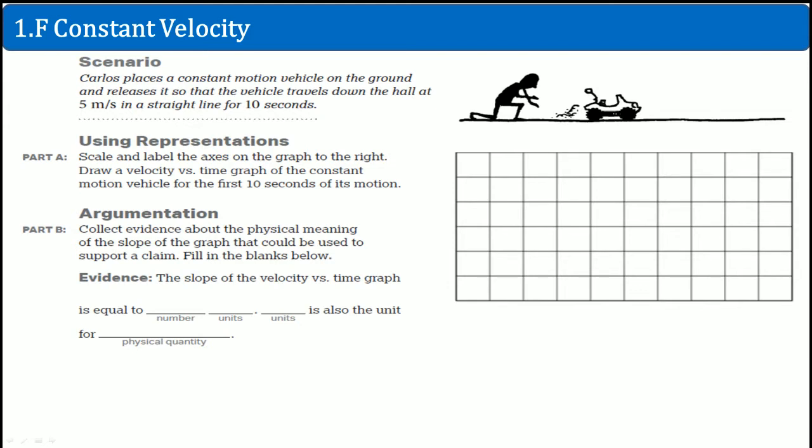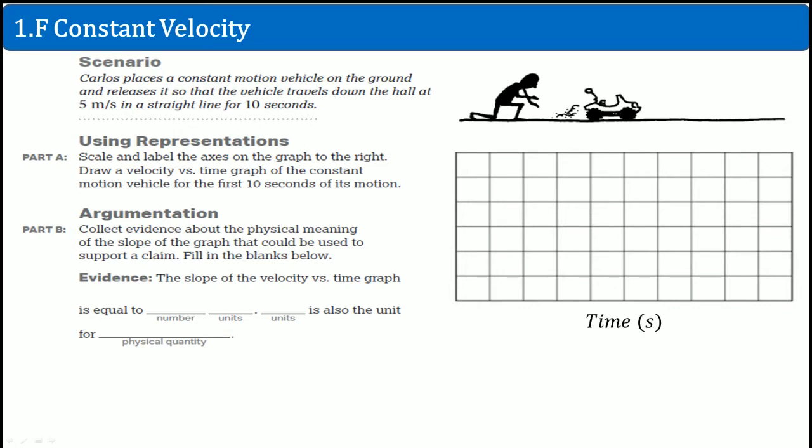Here's the scenario. Carlos places a constant motion vehicle, which is the cart that you see on your screen, on the ground and releases it so that the vehicle travels down the hall at 5 meters per second for 10 seconds. Okay, here's the car. Now, scale and label the axes on the graph on the right to draw a velocity versus time graph for the constant motion for the first 10 seconds of its motion.